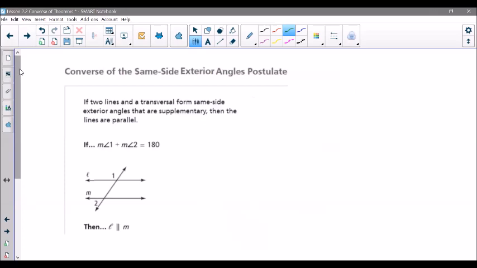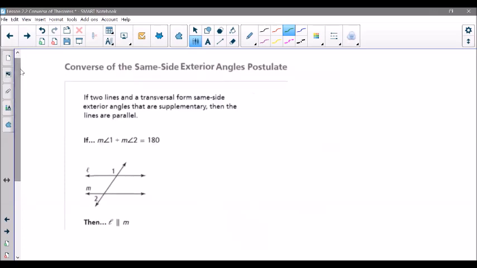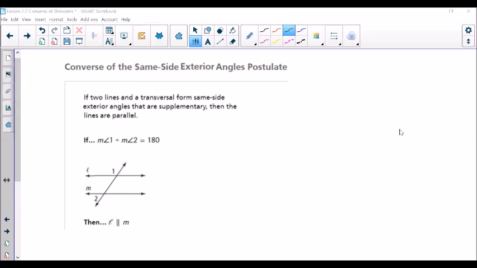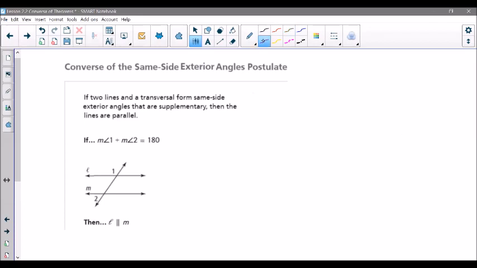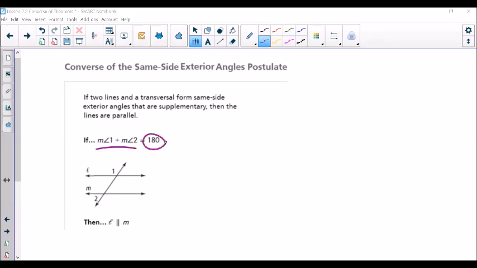Now we had the two other theorems that talk about same side interior and same side exterior. Those were not congruent. Those were supplementary. So if we have same side exterior angles, angle 1 and angle 2, and we get that angle 1 plus angle 2 equals 180 degrees, they're supplementary, then line L is parallel to line M.